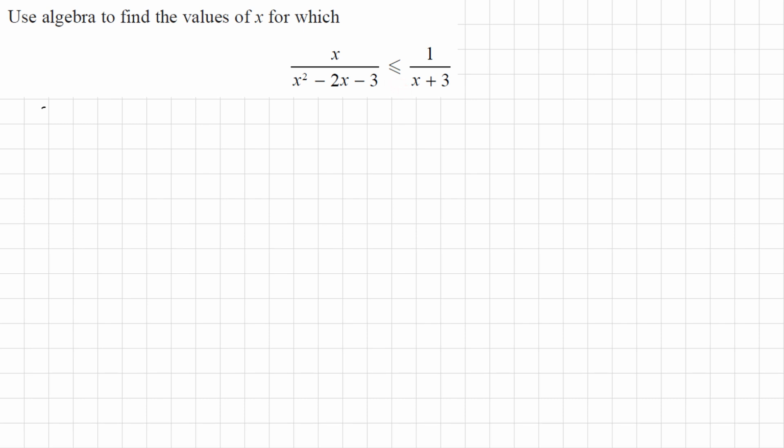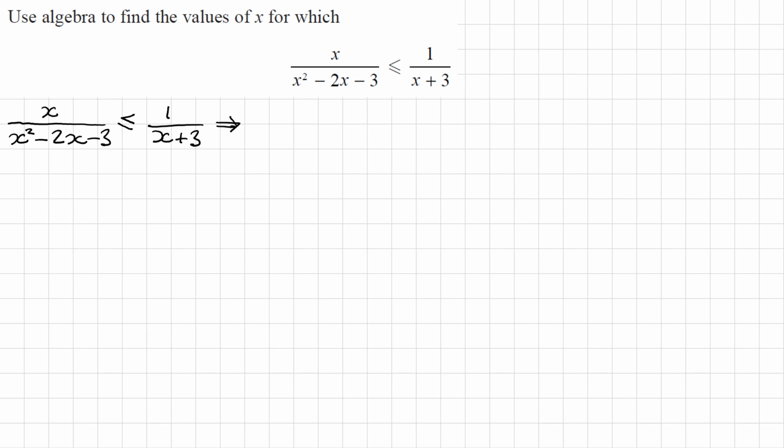Now there are a couple of ways we can do this. I could, at this point here, move both terms to the same side, so I've got something less than or equal to 0, then make the denominators the same with those two fractions and put them together. Or I can use the method where I multiply both sides by both denominators squared. That's the method I'm going to use.